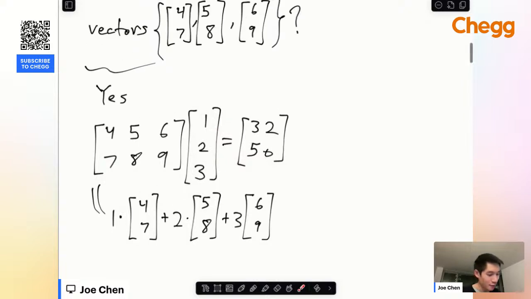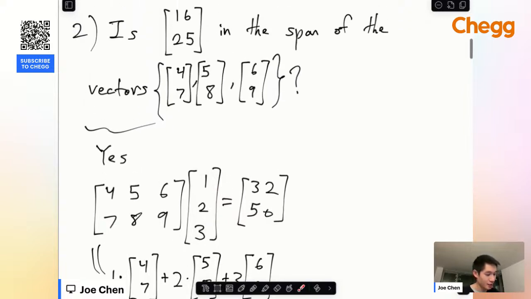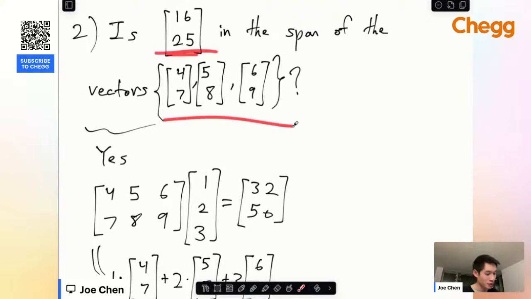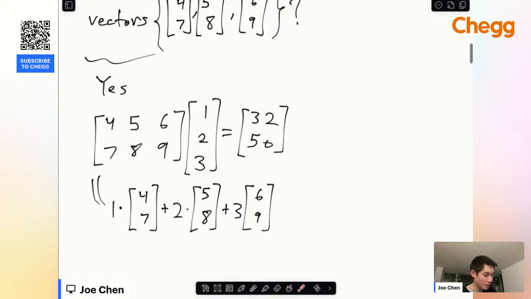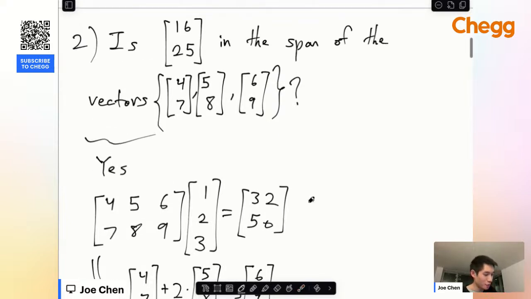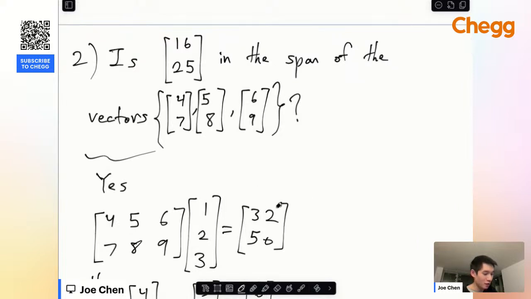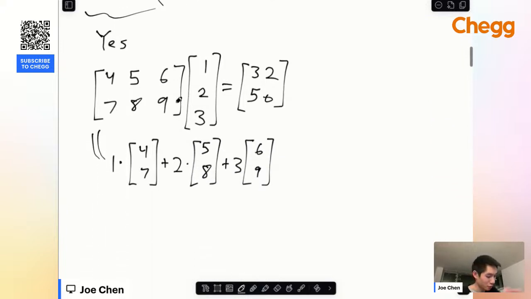Okay, but what does that mean for this question? Is this vector in the span of these vectors? We see that the answer would just be yes, because we've just computed that 3250, which is twice 1625, is in the span of the vectors.